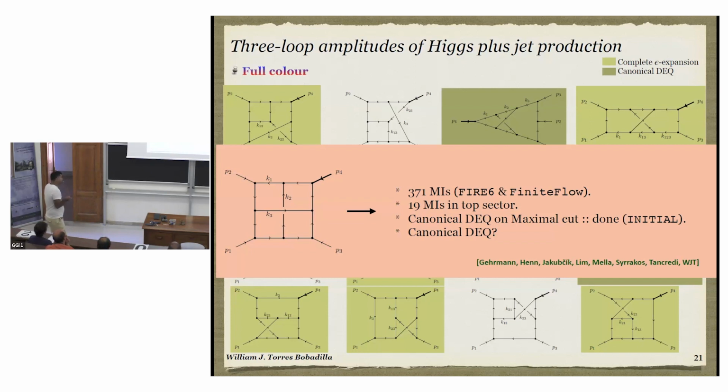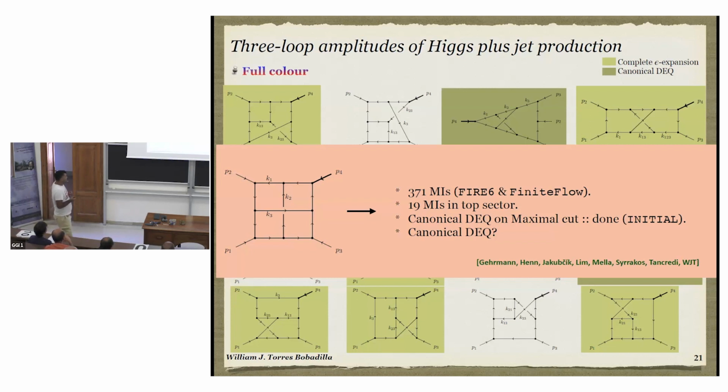So the canonical differential equation on the maximal cut has already been obtained. To do so, we use the knowledge of N=4 super Yang-Mills. We know that it will be universal, that the result will be of universal transcendental degree. And once we have this candidate of integral as an input, we can run initial, and then we obtain all candidates. But of course, we are missing the complete differential equation.